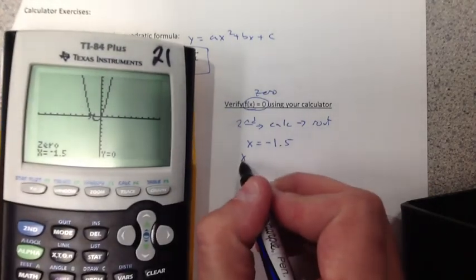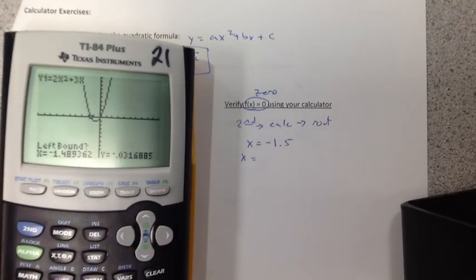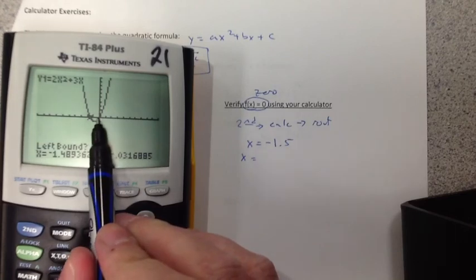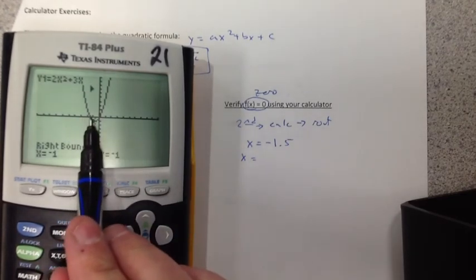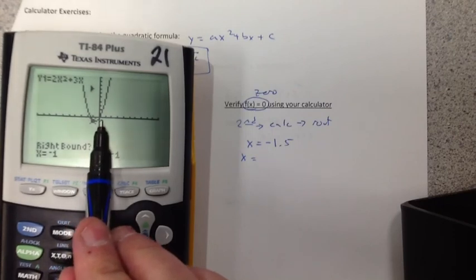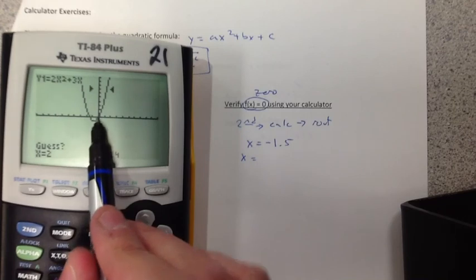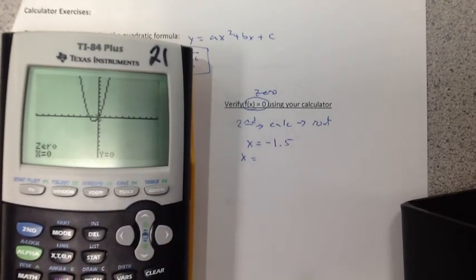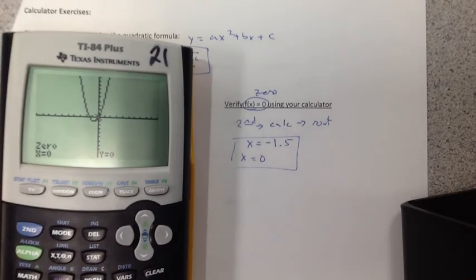To get the second one, second calc, 0. And now I want to pick the one here I think is at 0. I might pick negative 1. I can't go too far because I don't want to interfere with the second root. And now something to the right of it, like 2. And my root is somewhere in between there. Hit enter, and we get x equals 0. So the calculator does give us our answers.